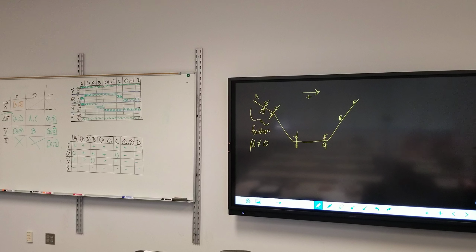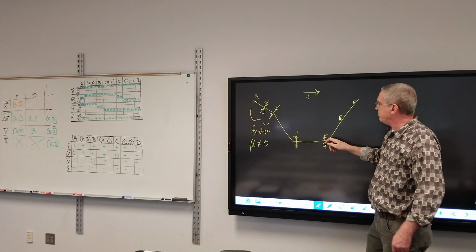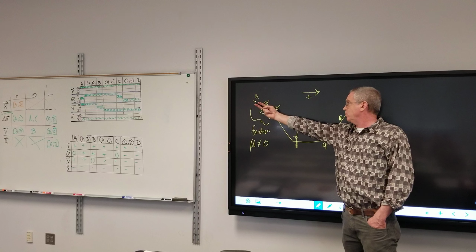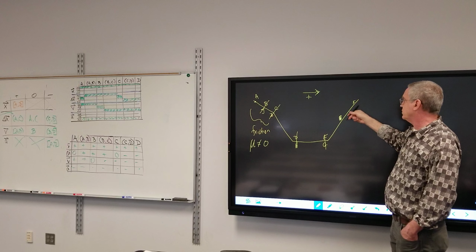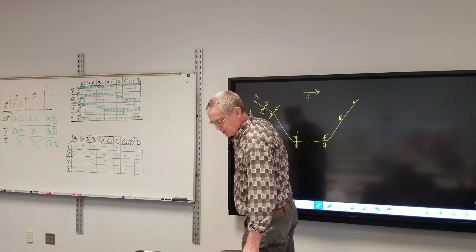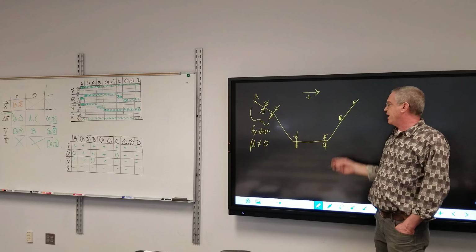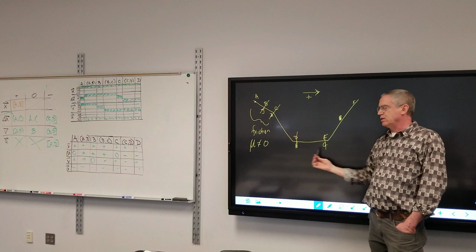D, E, G, and H are all on the flat part. So I try to draw them oriented on the flat part. C and I are on this slope right here. F is on that slope right there. So D through H is flat. Not F, but D to E and then G to H is on this flat part.